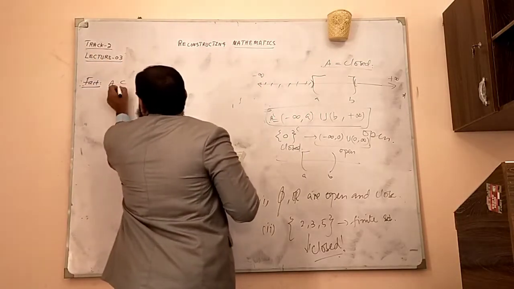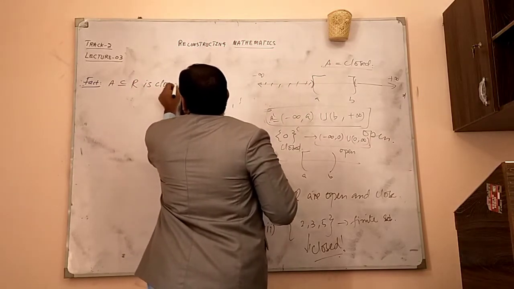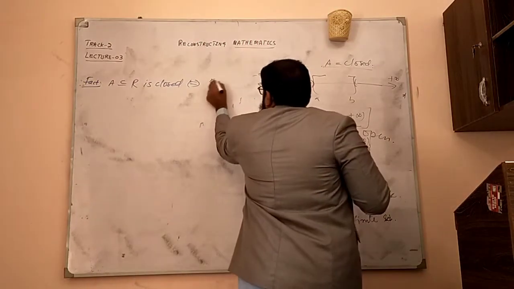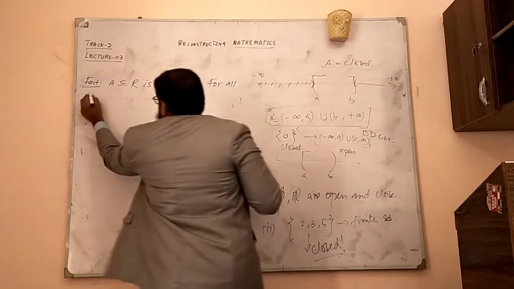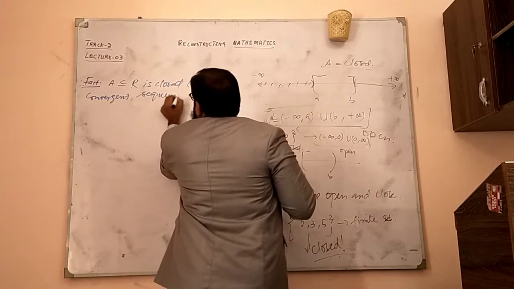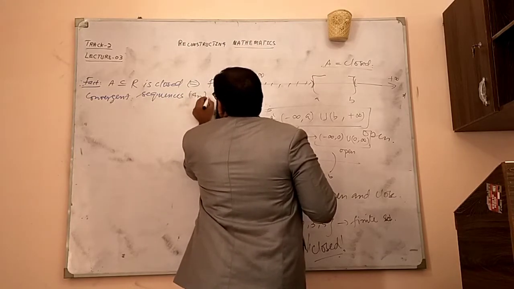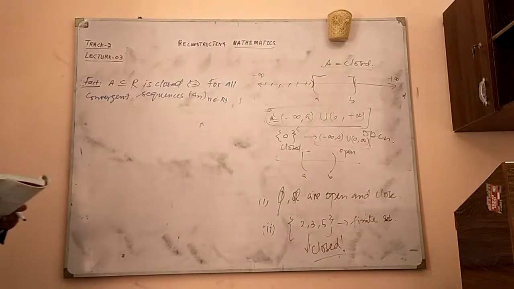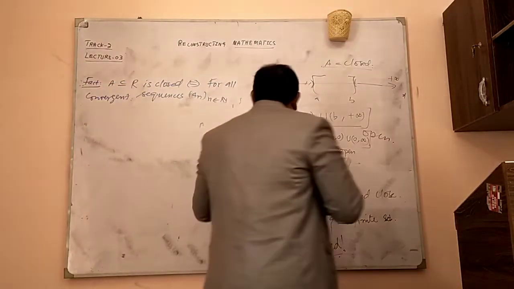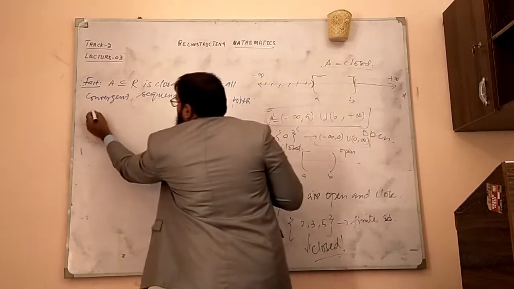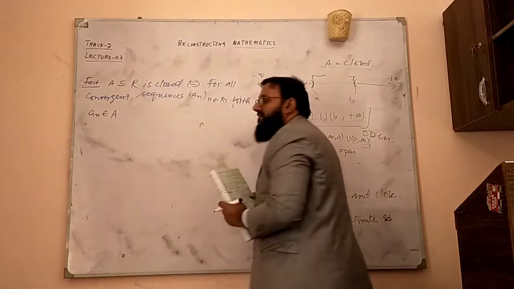So A is closed if and only if what happens? You can call it a fact or a theorem. For all convergent sequences, let's say a_n. I'm taking all sequences which are convergent, with another property that every term of the sequence belongs to your set.